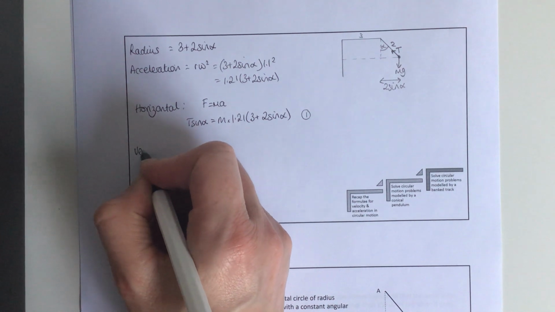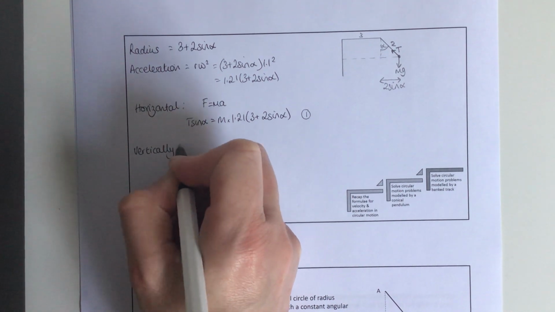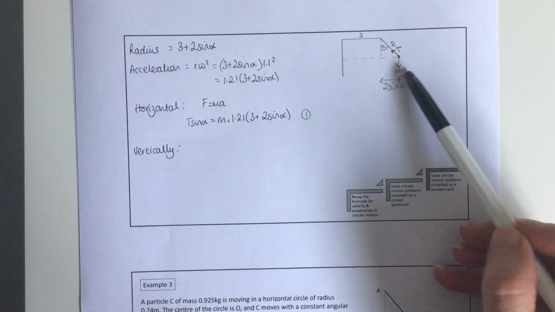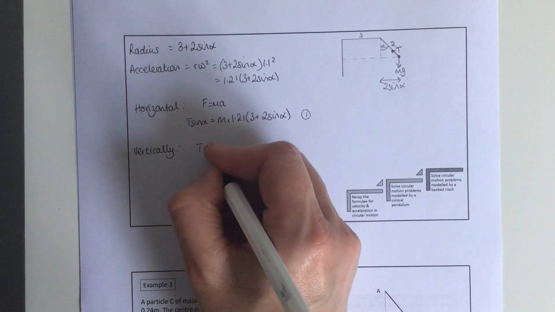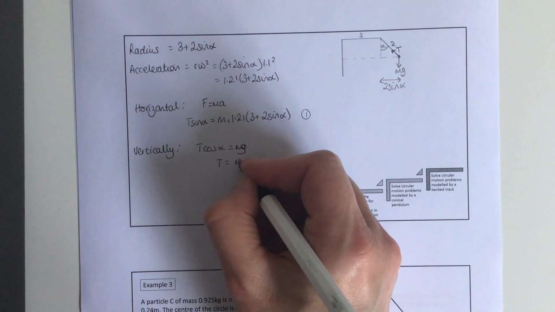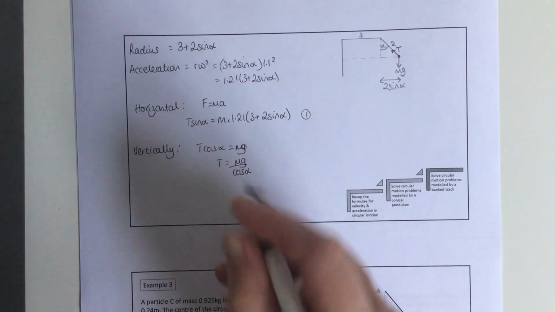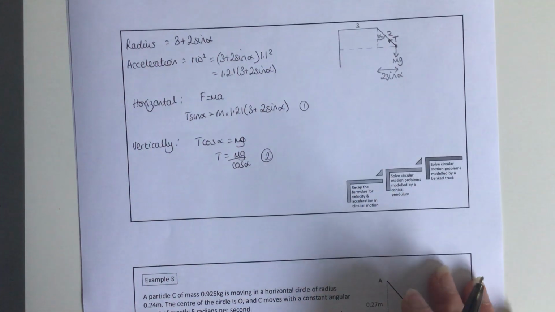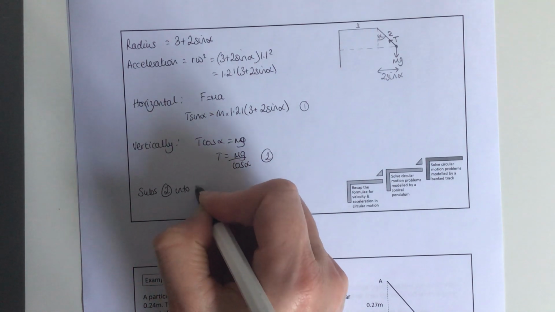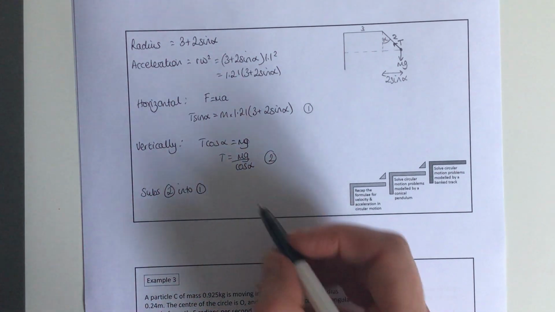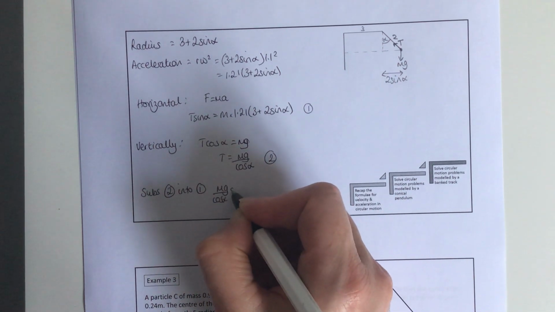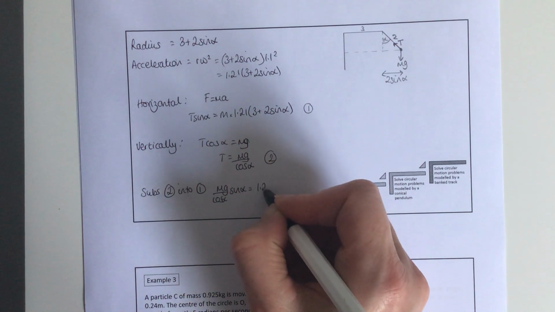If I look vertically, and I'm going to resolve, remember, vertically. So again, go back to my diagram here. So T cos alpha is equal to mg. So I know that T is equal to mg over cos alpha. That's my equation 2. And if I substitute my equation 2 into my equation 1, let's see what happens there. So I end up with mg over cos alpha sine alpha is equal to 1.21 m.